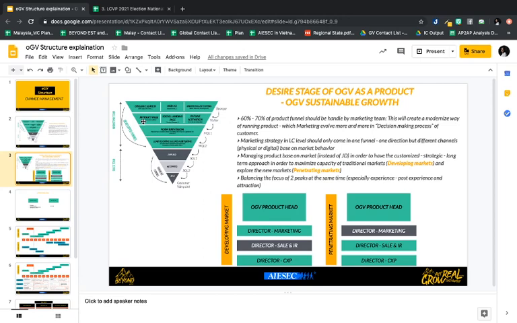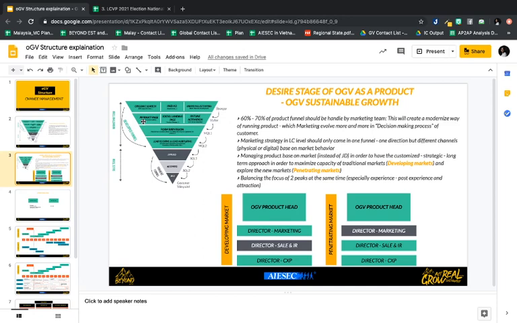And also managing product based on market, instead of JD. As you all know, because we have different types of markets, different markets need different focus. So in the desired state, we want to focus on the market in order to develop that market, instead of just focusing on the JD of the people in AIESEC. And then how we can be agile in order to adapt to the situation, customizing strategic and long-term approaches, in order to maximize capacity of the traditional market, which is the developing market, and also explore the exploring market, which is the penetrating market.